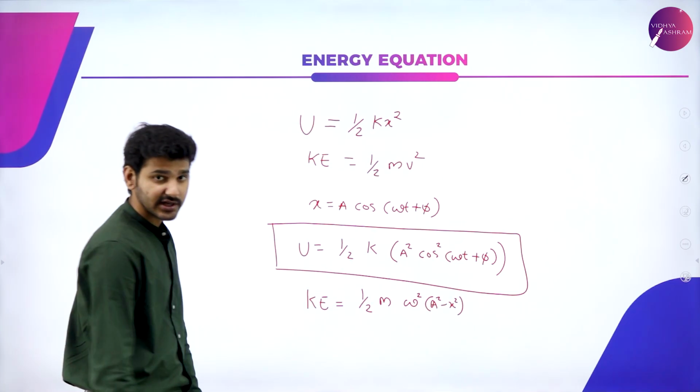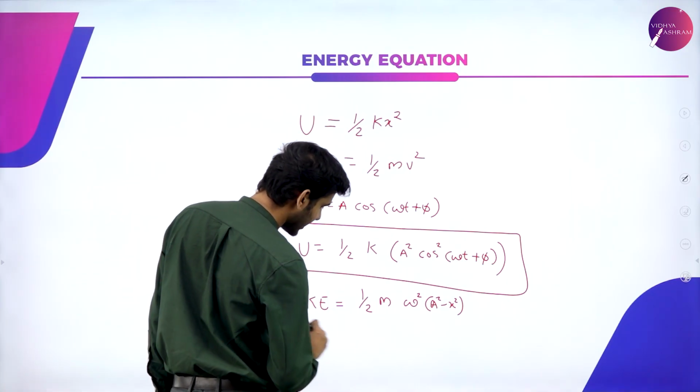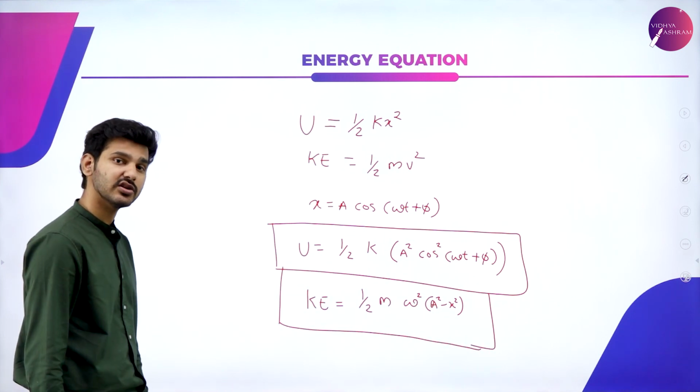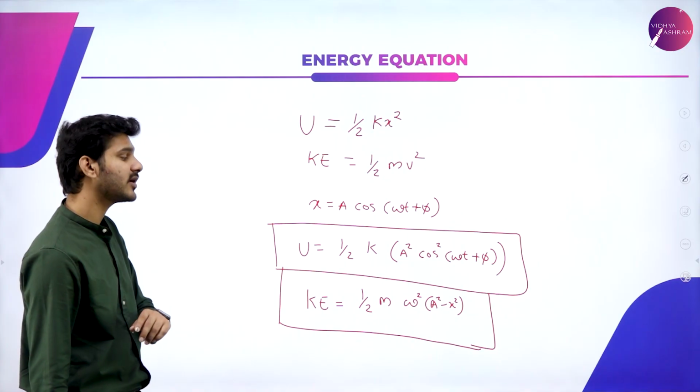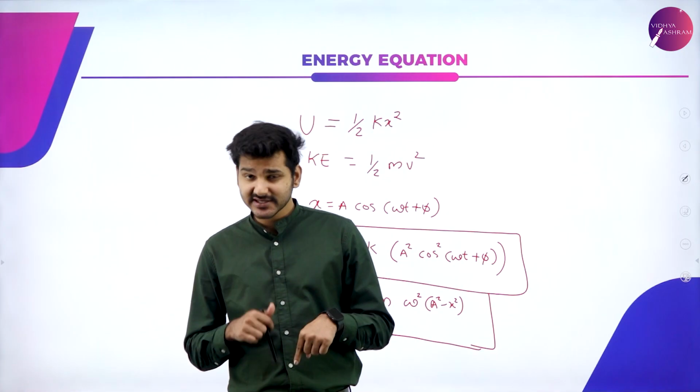So if you remember that particular equation, you can just substitute it and you have an equation in terms of kinetic energy also, which is given by half m omega square into a square minus x square. Now again, the equation is not just over yet.